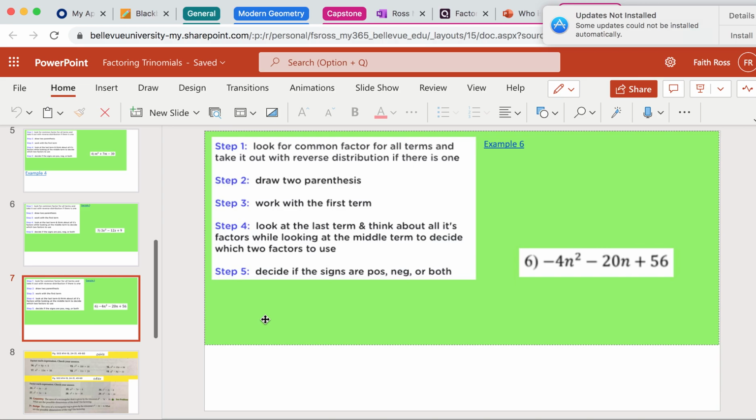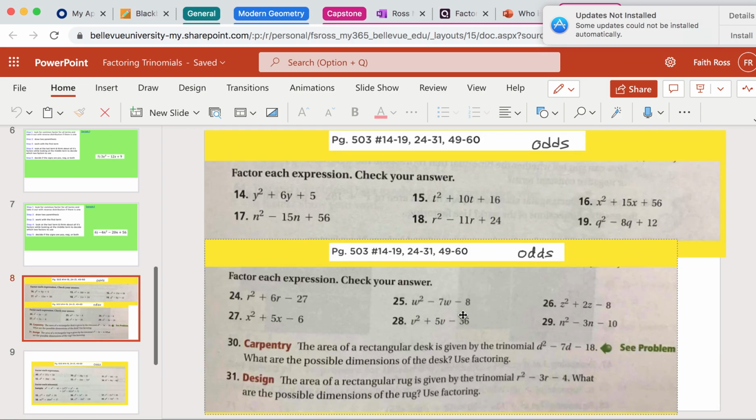You good? Yep. Okay. What do you think you got? So on the outside it's going to be negative 4. Okay. Then the first parenthesis is going to be n plus 7. Yep. Second parenthesis is going to be n minus 2. Yes. And I liked how you wrote your steps like this, because then I can see your work of what you took out, what you thought you took out, and then what your answer was. Very good. So this would be your homework.